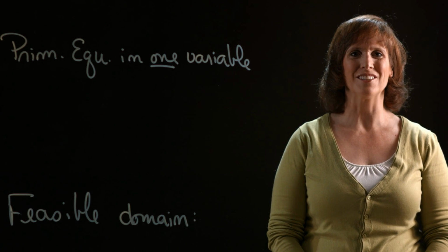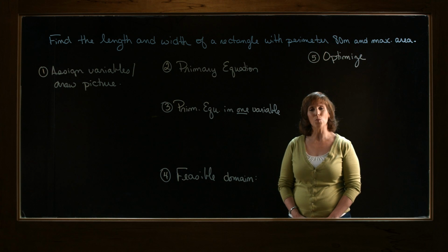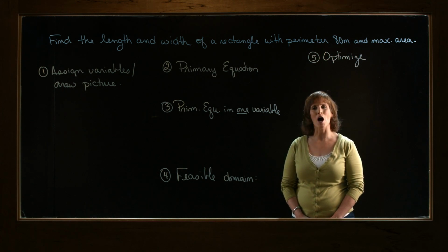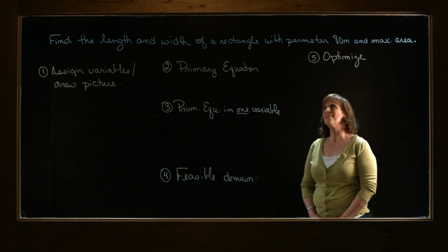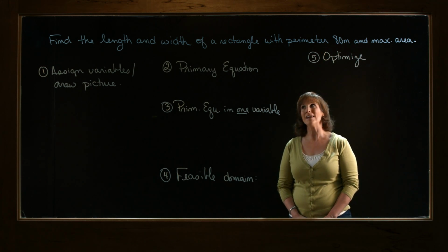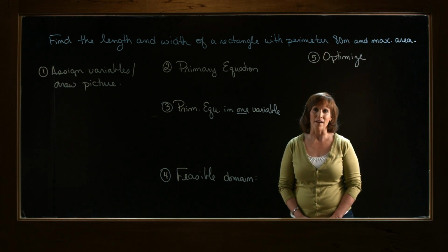Hi, I'm Cheryl Leach. The problem that we're going to be looking at in this video is a word problem that we've referred to as an optimization problem. Let's take a look. We want to find the length and the width of a rectangle whose perimeter is 80 meters and has a maximum area.